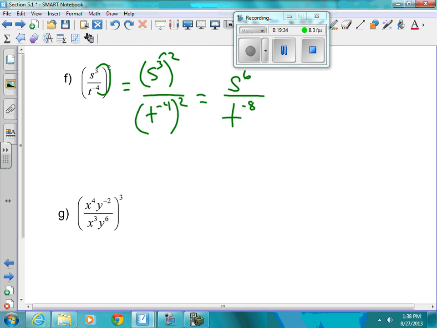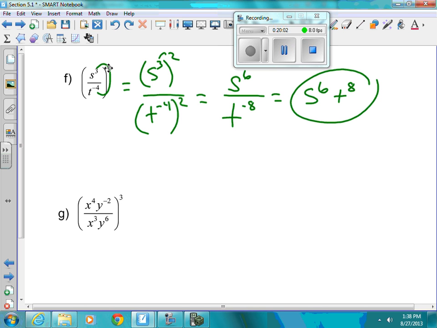We can't have a negative exponent. So what happens if a negative exponent's in the bottom? Well, we turn it to a positive and we move it to the top. Remember that? I kind of called that the flip-flop rule before. If it's on the top and it's a negative exponent, it goes to the denominator or the bottom. If it's in the denominator or the bottom with a negative exponent, it moves to the top. So s to the 6 times t to the 8 would be our final answer.